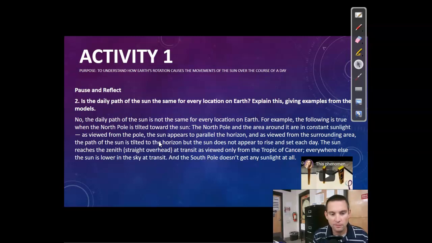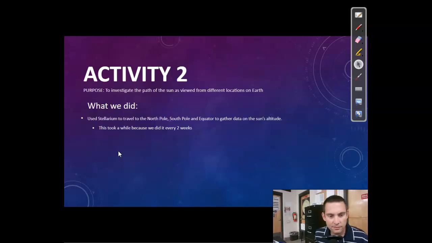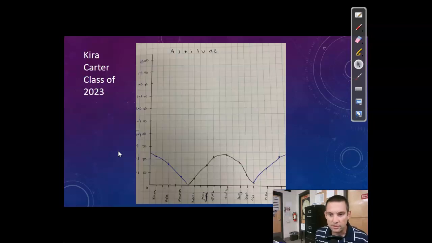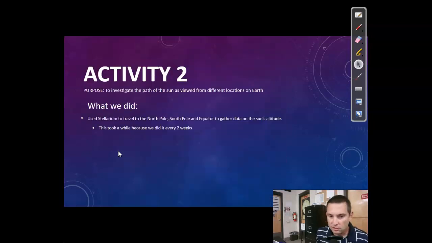The sun reaches its zenith at transit only from the Tropic of Cancer. Everywhere else, the sun is lower. We're going to look at specifically what this looks like when we get to Activity 3. Activity 2, we used Stellarium to travel to the North and South Pole and the equator to gather data on the sun's altitude. This took a while because we did it every 2 weeks.